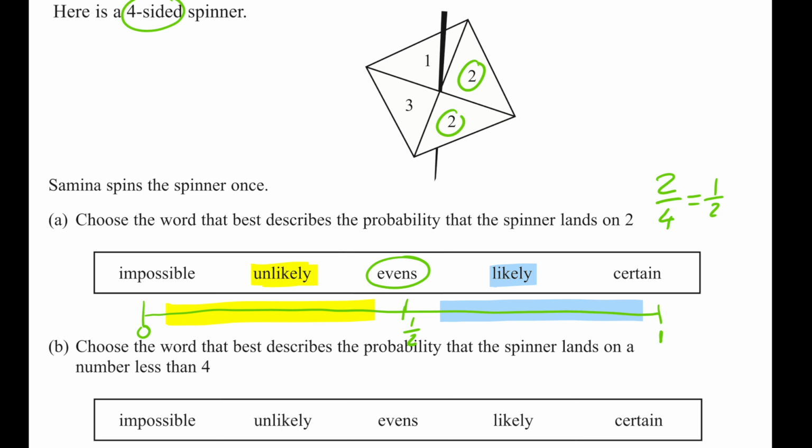Choose the word that best describes the probability that the spinner lands on a number that's less than 4. So we're going to look at the spinner at the top, and I'm going to circle all of the numbers that are less than 4. So 1 is less than 4, so is 3, so is 2, and so is that other 2. So that is then 4 out of 4, and 4 out of 4 is 1. So then that's going to be certain. And it's certain that when you spin the spinner, you will get a number that's less than 4 because all of the numbers are less than 4.